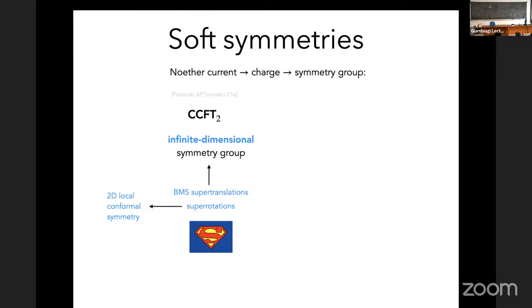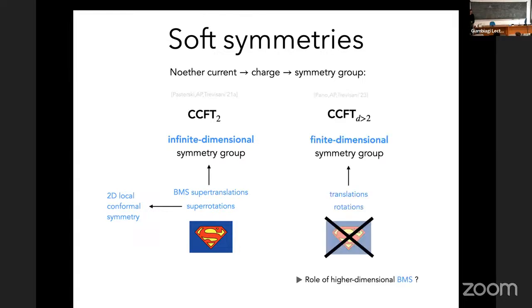There's also an extension of that called superrotations. And these superrotations, on the two-dimensional sphere, give you an enhancement of global conformal symmetry to local conformal symmetry. And so they are very important for this holographic setup, or the idea that there should be some underlying holographic principle. Okay, so that's consistent with the GR analysis and what we know from two-dimensional CFTs.